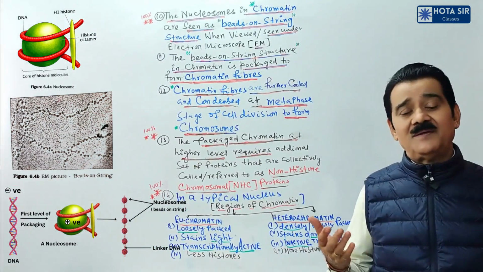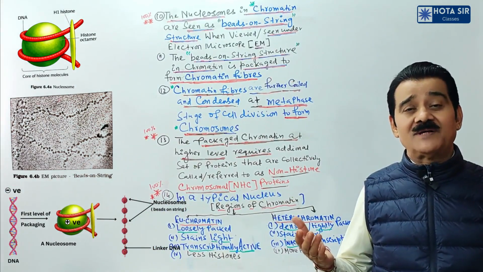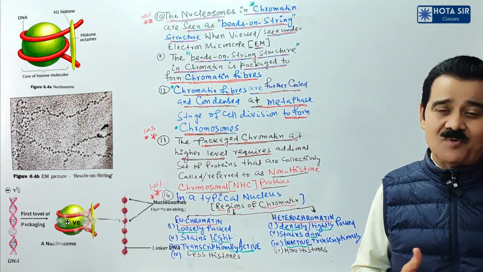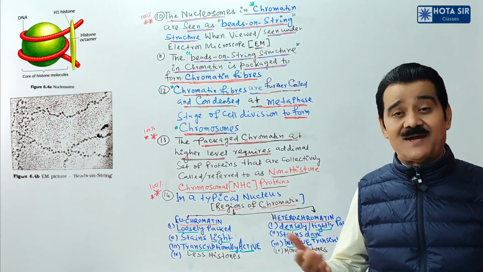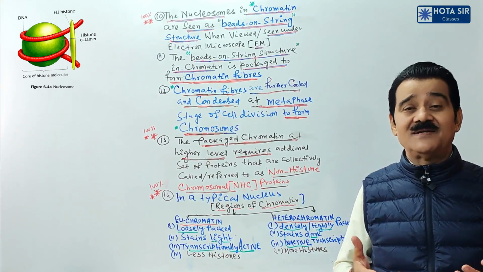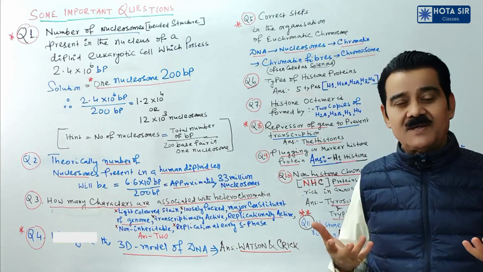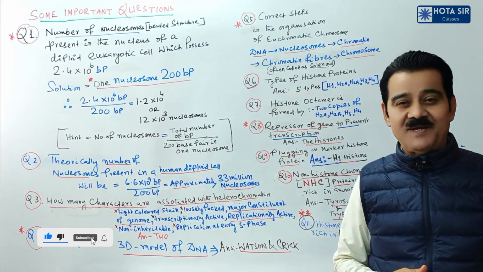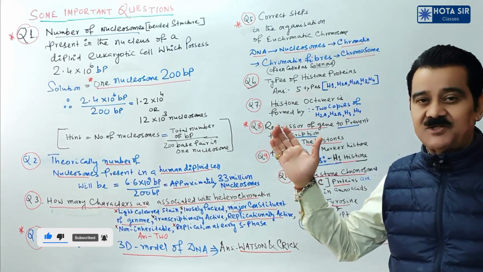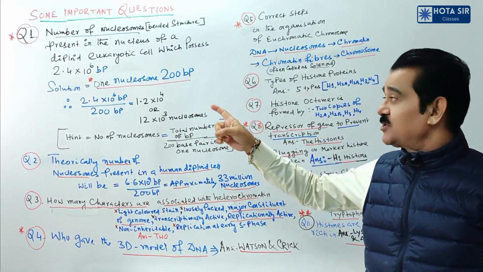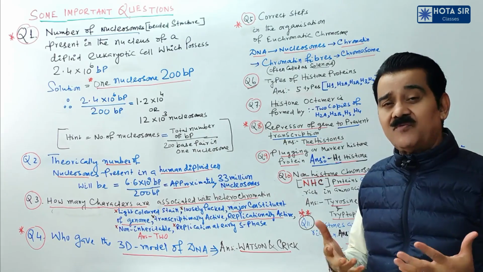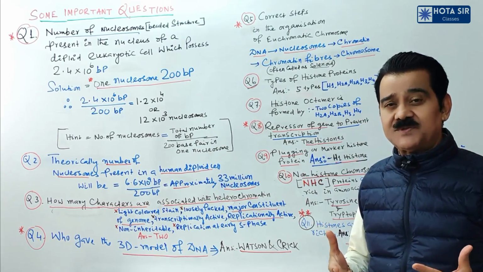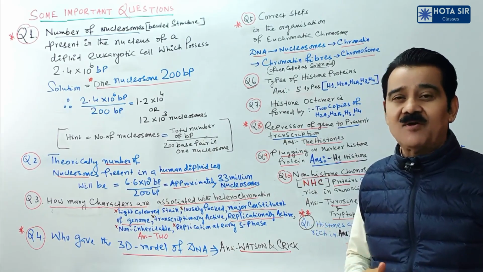Clear? Now I will be discussing some important questions that are being asked in board and NEET examinations. In addition to that, I will be highlighting some important points and terms. Now let us discuss some important questions from the chapter Packaging of DNA Helix. Have a look, my dear children. Question number 1: how to find out the number of nucleosomes in the DNA of an organism.